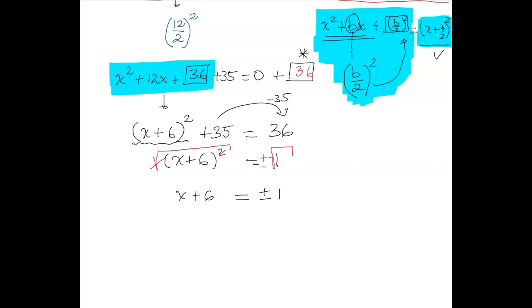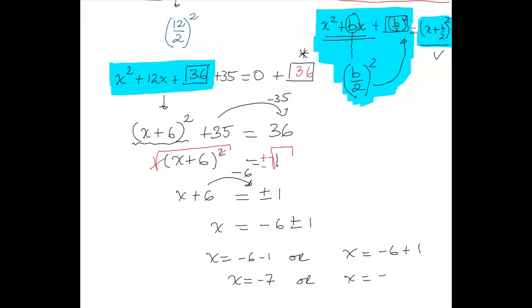Okay, then I just need x, so move the positive 6 to the other side, becomes negative 6. I'm going to put the negative 6 in front of the plus and minus 1. So it's going to be x equal to negative 6 plus minus 1. So I have two answers here. The first one is x equal to negative 6 minus 1, or x equal to negative 6 plus 1. So x is equal to negative 7, or x is equal to negative 5. So my solution set is negative 7, negative 5.